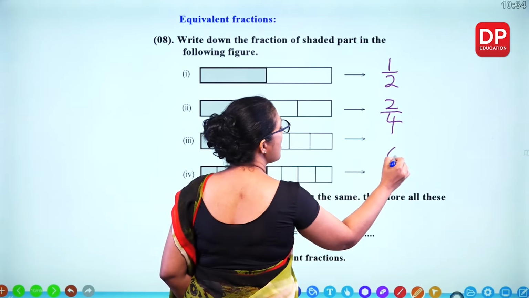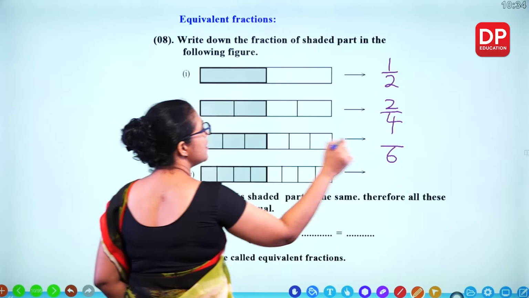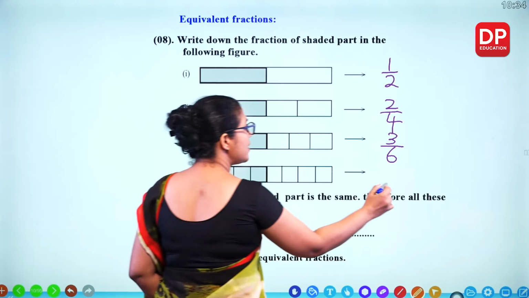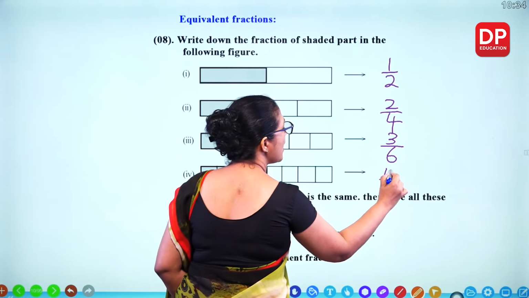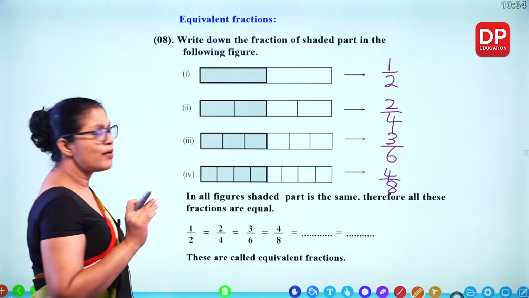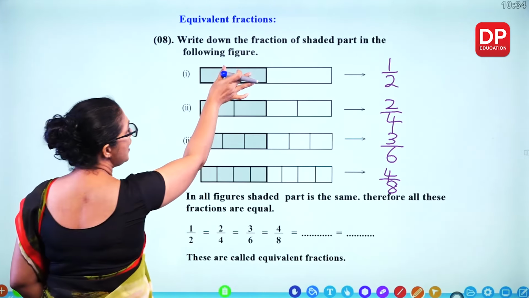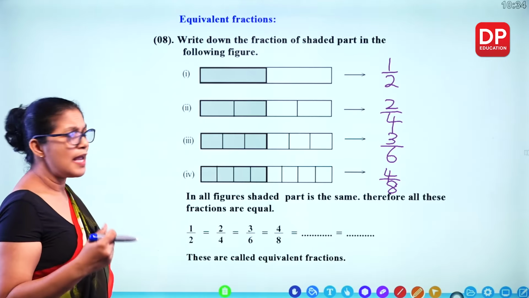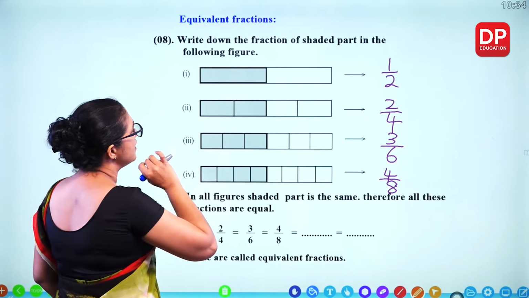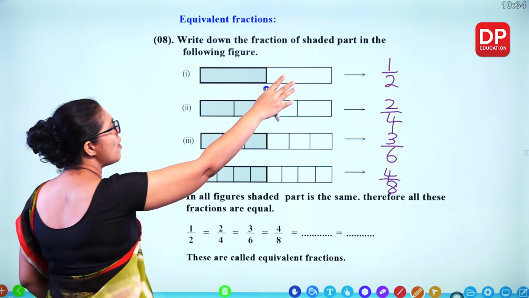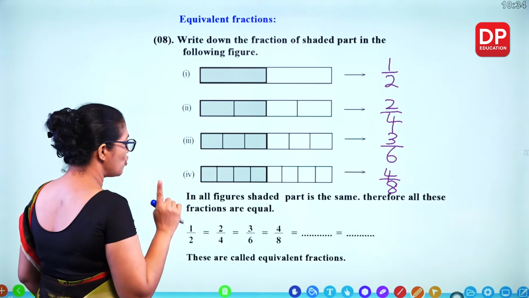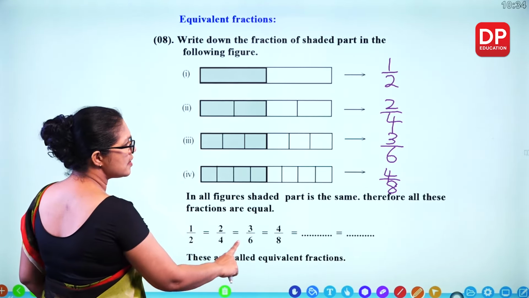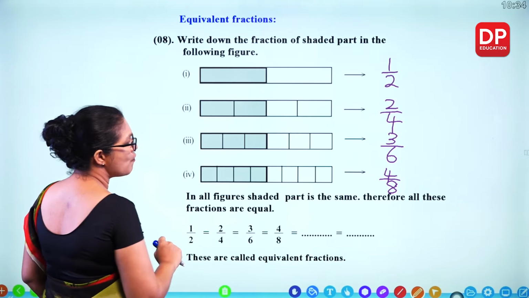1, 2, 3, 4, 5, 6. 6 parts are there and shaded 3 parts. And this one divided into 8 parts and 4 parts shaded. Now when you look at the diagram, the shaded part is the same area. So same area is shaded. So that means these all fractions are the same. So you can write down half is equal to 2/4 is equal to 3/6 and 4/8.